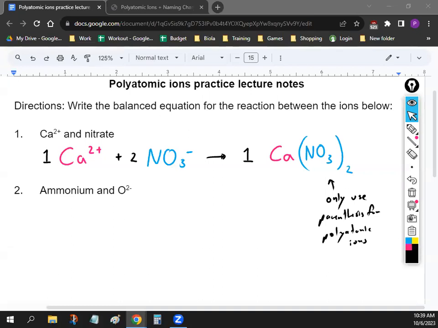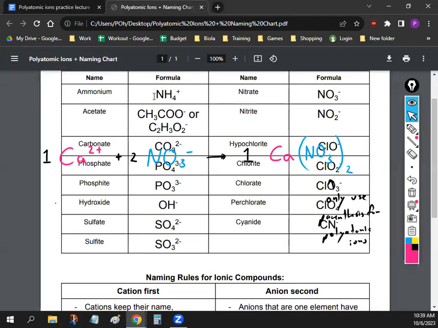Okay, so here for number 2, we're going to be reacting ammonium and O2-. So we're going to go to the polyatomic chart and find ammonium. So if you guys take a look right here, you guys should see ammonium on the top left. You guys all see it right here. It's going to be NH4+. So on my paper, I'm just going to copy down NH4+. Okay, this is ammonium right here.